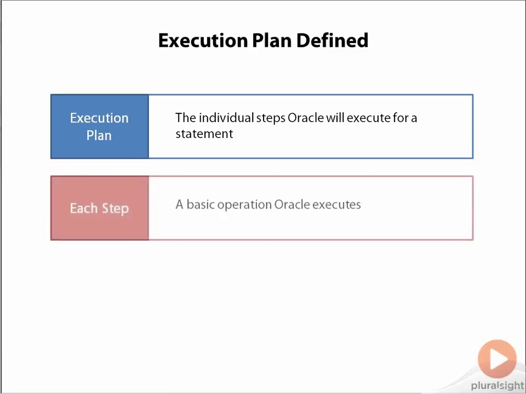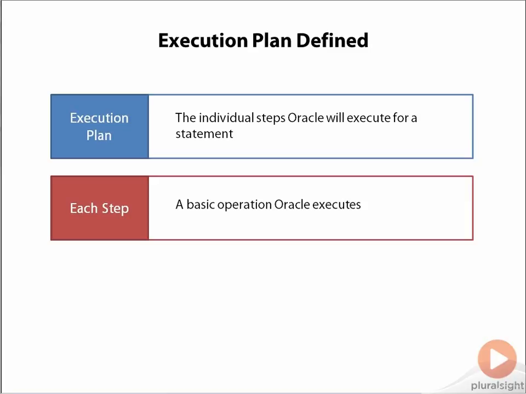Each one of these steps is a basic operation, like reading from a table, reading from an index, or performing a join. There are a limited number of these basic operations, about 200. Don't worry though, you don't need to memorize what all 200 do. By knowing the 10 to 12 most frequently used operations, you'll be well equipped to understand most execution plans.